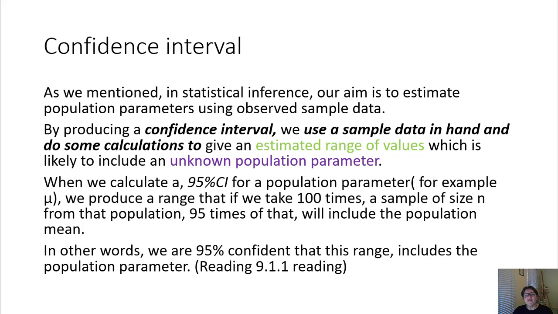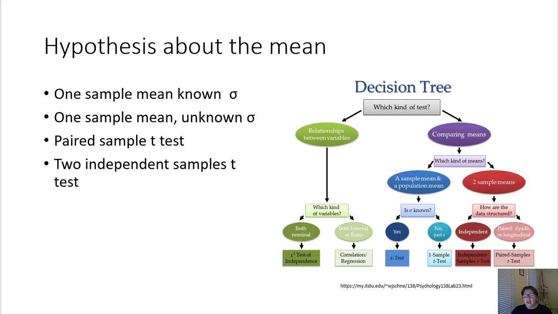When we calculate a 95% confidence interval for a population parameter, for example mu, we produce a range such that if we take a sample of size n from that population 100 times, 95 times of those will include the population mean. In other words, we are 95% confident that this range includes the population parameter. And that is in your reading 9.1.1.